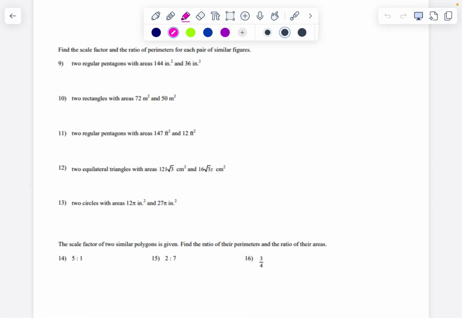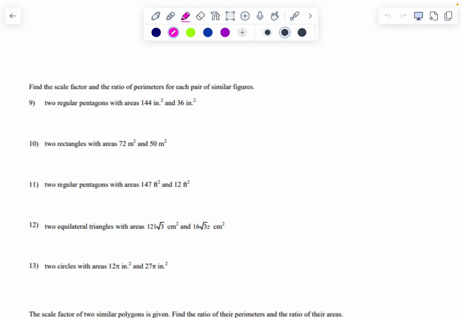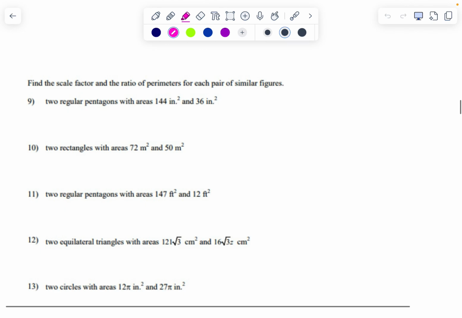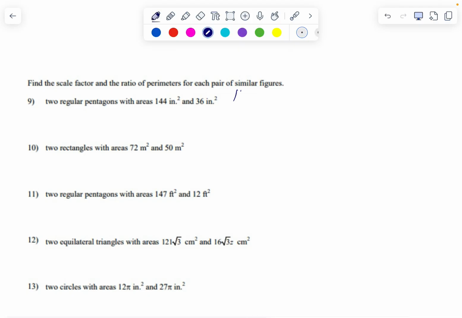Okay, here's what I mean. Find the scale factor and the ratio of perimeters. Notice these aren't like super long wordy word problems, but they are these kind. So let's do like number 9. It says 2 regular pentagons with areas, so it does say that word, of 144 and 36. So how many dimensions is that? That's 2D. And it says find their ratio of their perimeters.